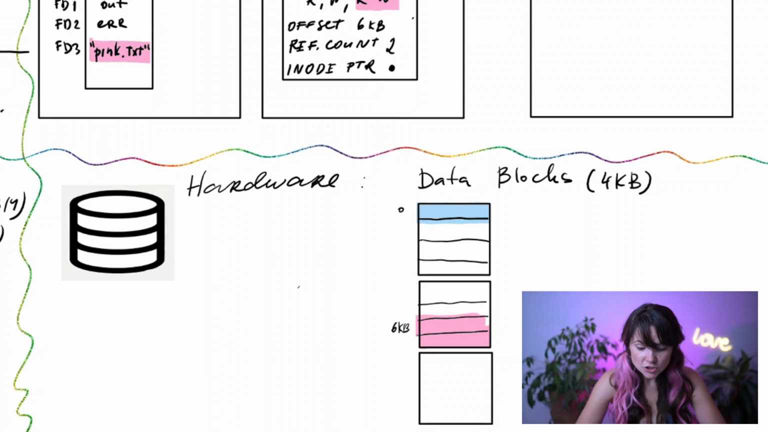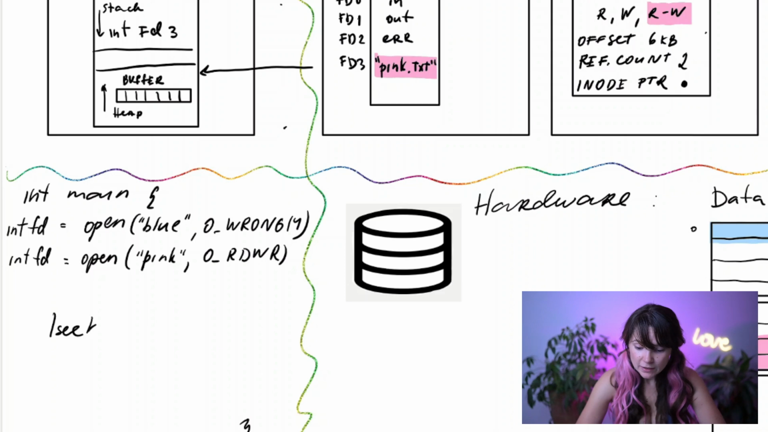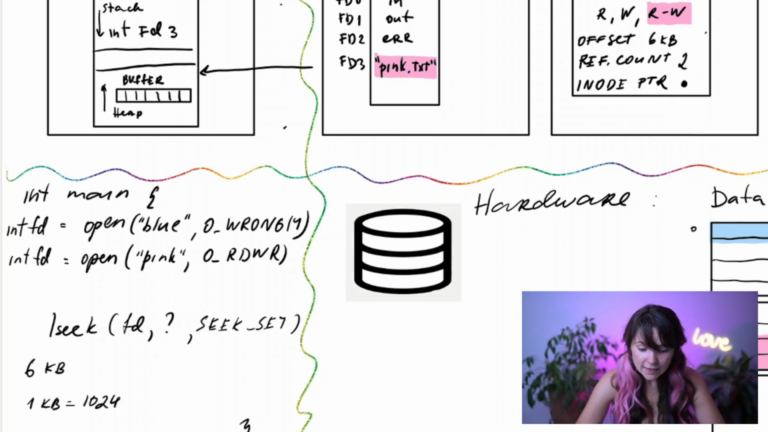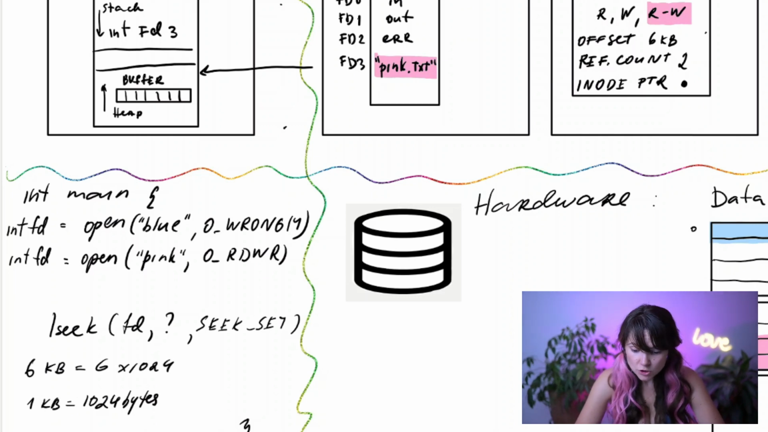To change the offset, we can use the lseek function that takes the file descriptor, the offset number, and the type of offset. For example, SEEK_SET will set the offset from the beginning of the file. To set the file offset to 6 kilobytes, like we discussed before, you need to specify the offset in bytes. Okay, so 1 kilobyte is 1024 bytes, and 6 kilobytes then would be 6 times 1024, which is 6,144 bytes. This means that you would use 6,144 as the offset value in the lseek function.